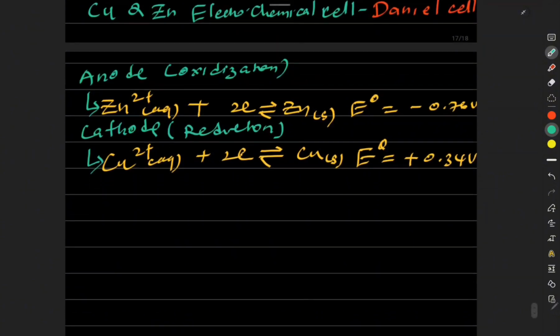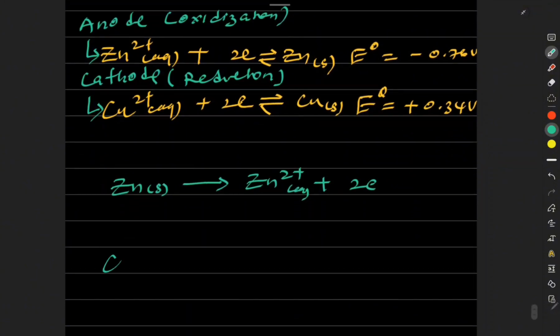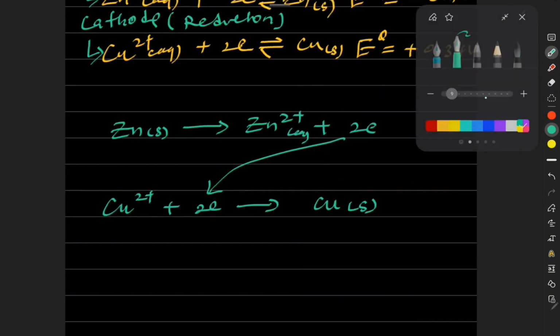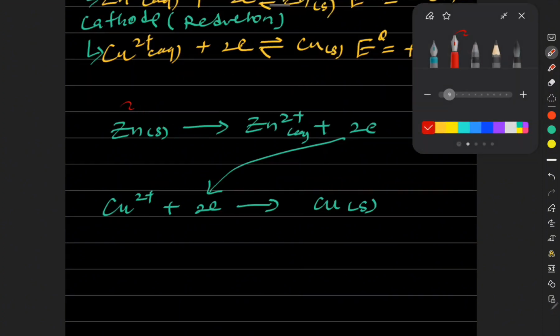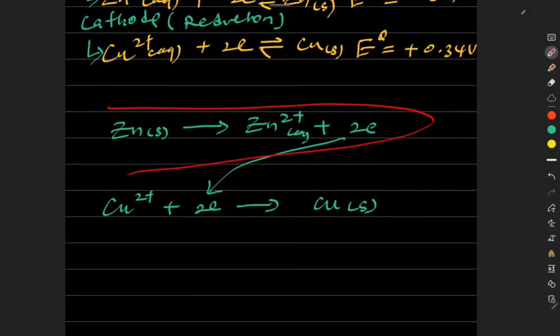Let's write the reaction from the beginning. Zinc solid is converted to Zn2+ aqueous plus 2 electrons, and then the Cu2+ and these two electrons form copper solid. To write the cell notation, we should go like this from here, and then this.